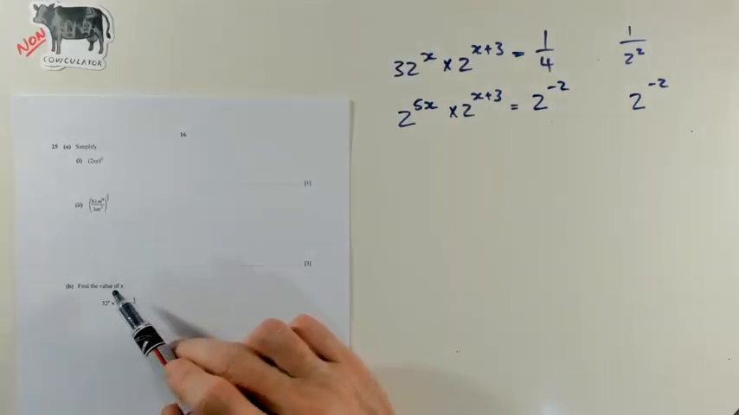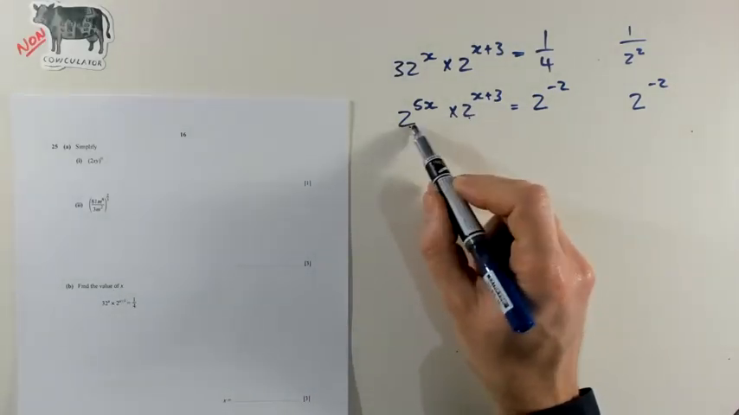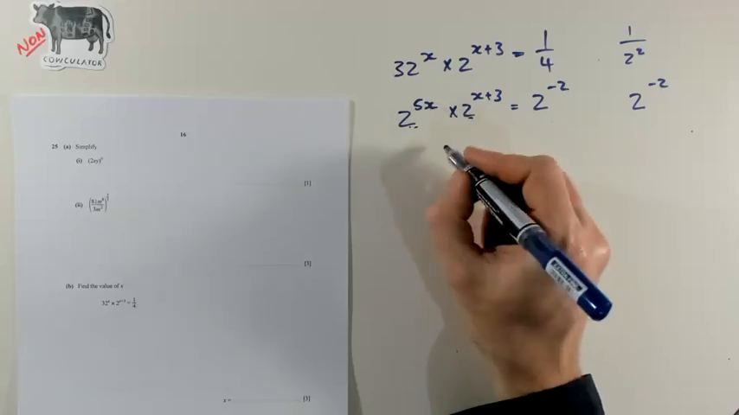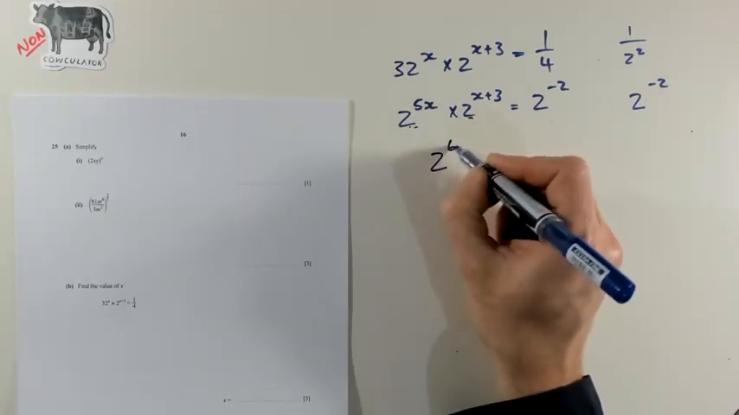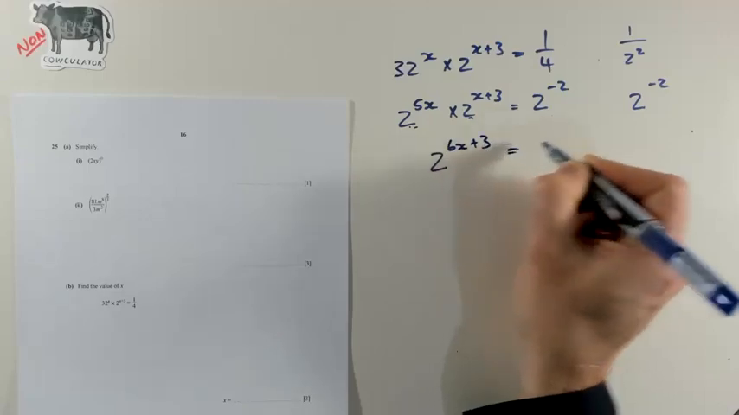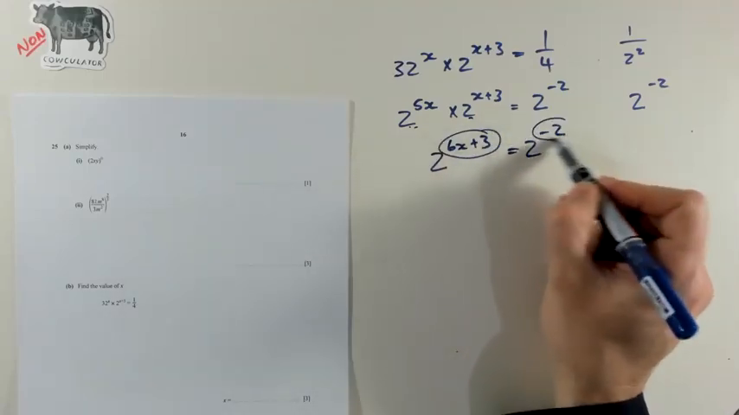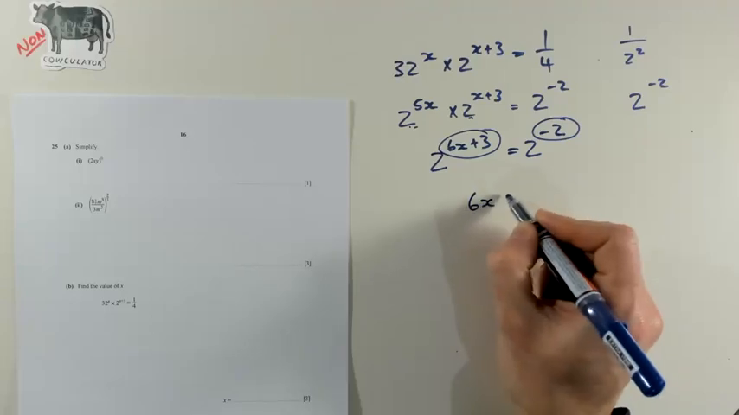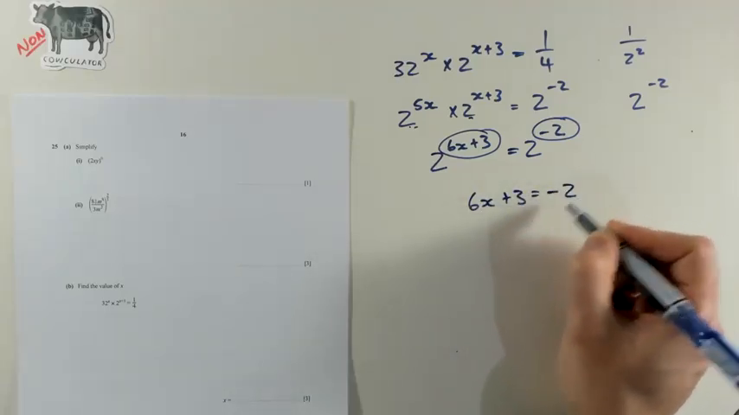They did say find the value of x, so I would just be adding these things. The bases are the same, so those would be added. So basically 2 to the power of 5x plus 1x is 6x plus 3, and then 2 to the power of negative 2. So this will just be equal to that. So 6x plus 3 is equal to negative 2.